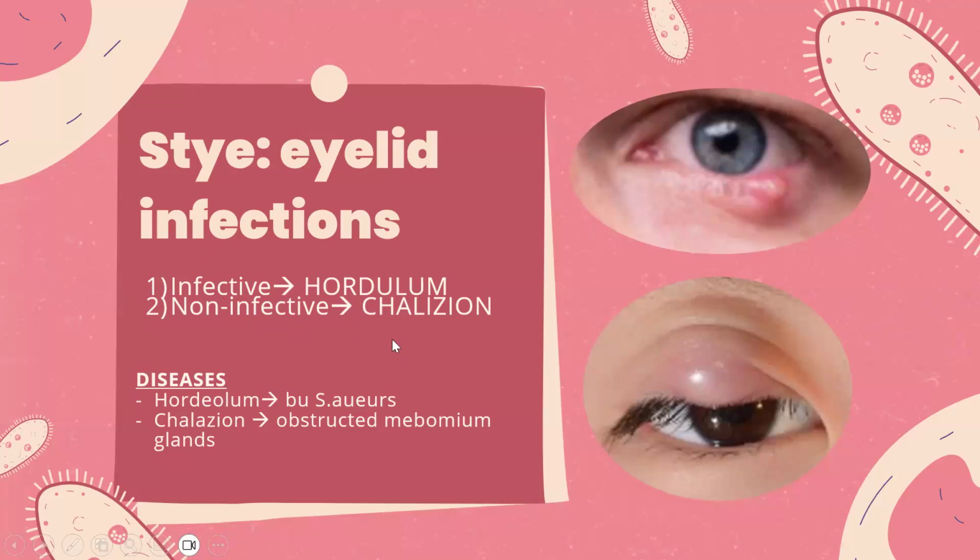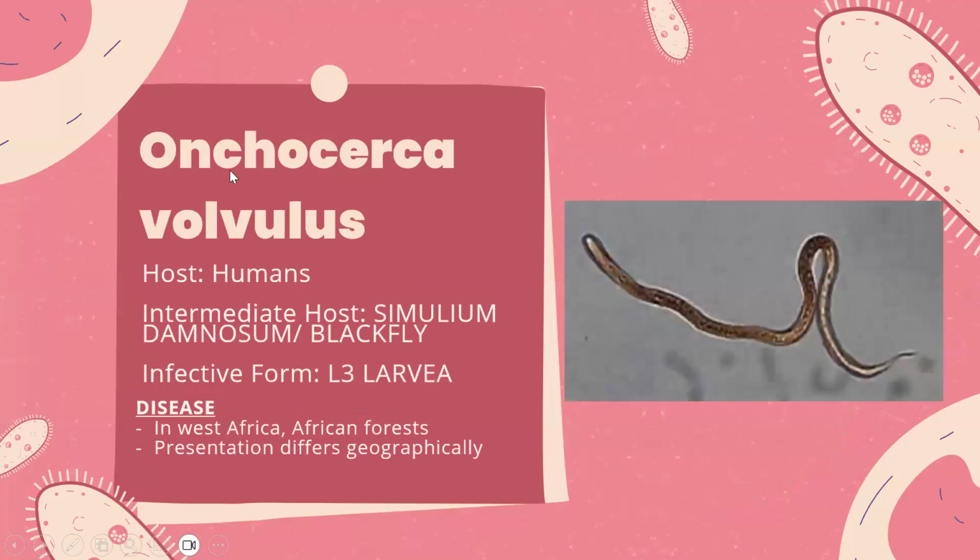Okay. Now the last one is the Onchocerca volvulus, and it is a worm, and the worm is transmitted by the Simulium damnosum, or a black fly. So this is a species called Simulium damnosum, or just a black fly. The disease is called onchocerciasis or river blindness. It manifests in the eye, but it can also have skin manifestations as well, or cutaneous manifestations.